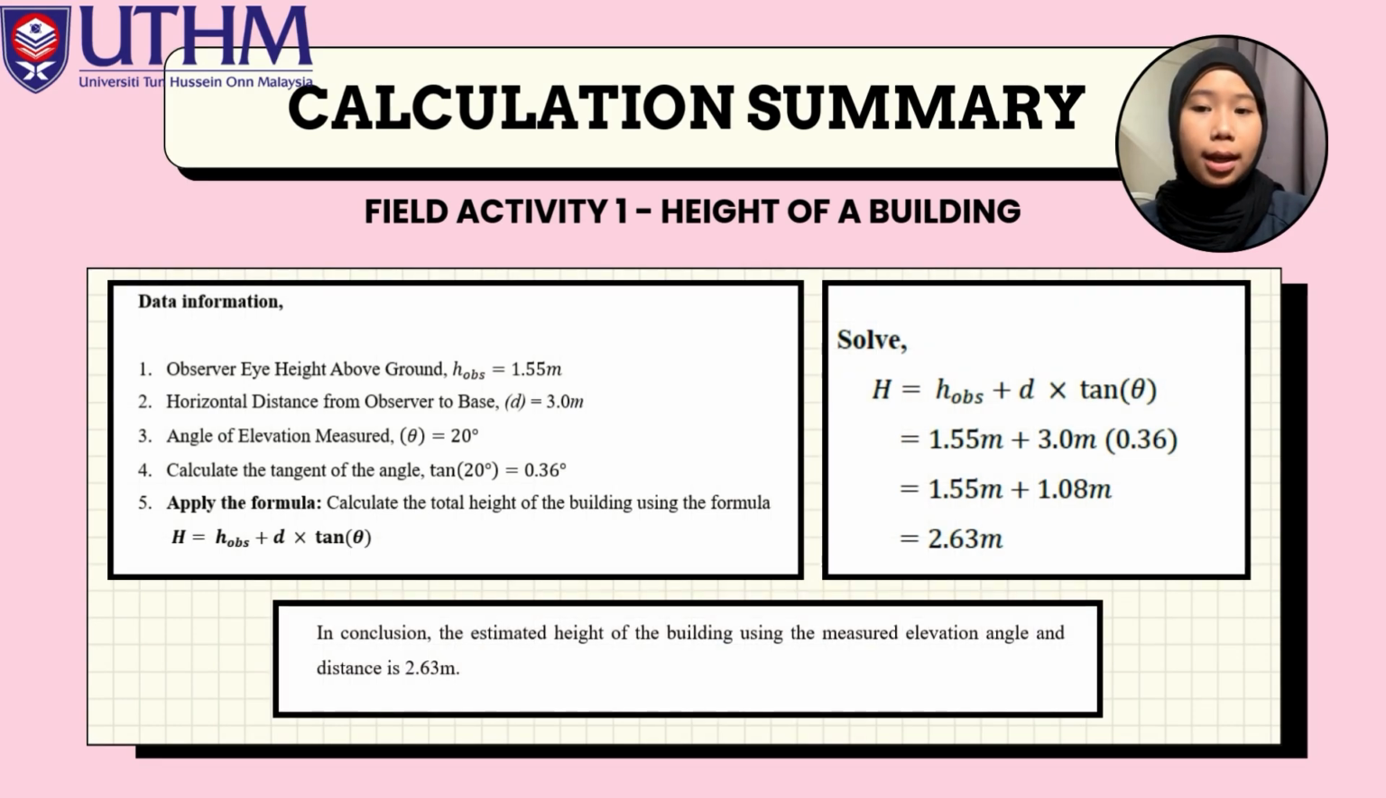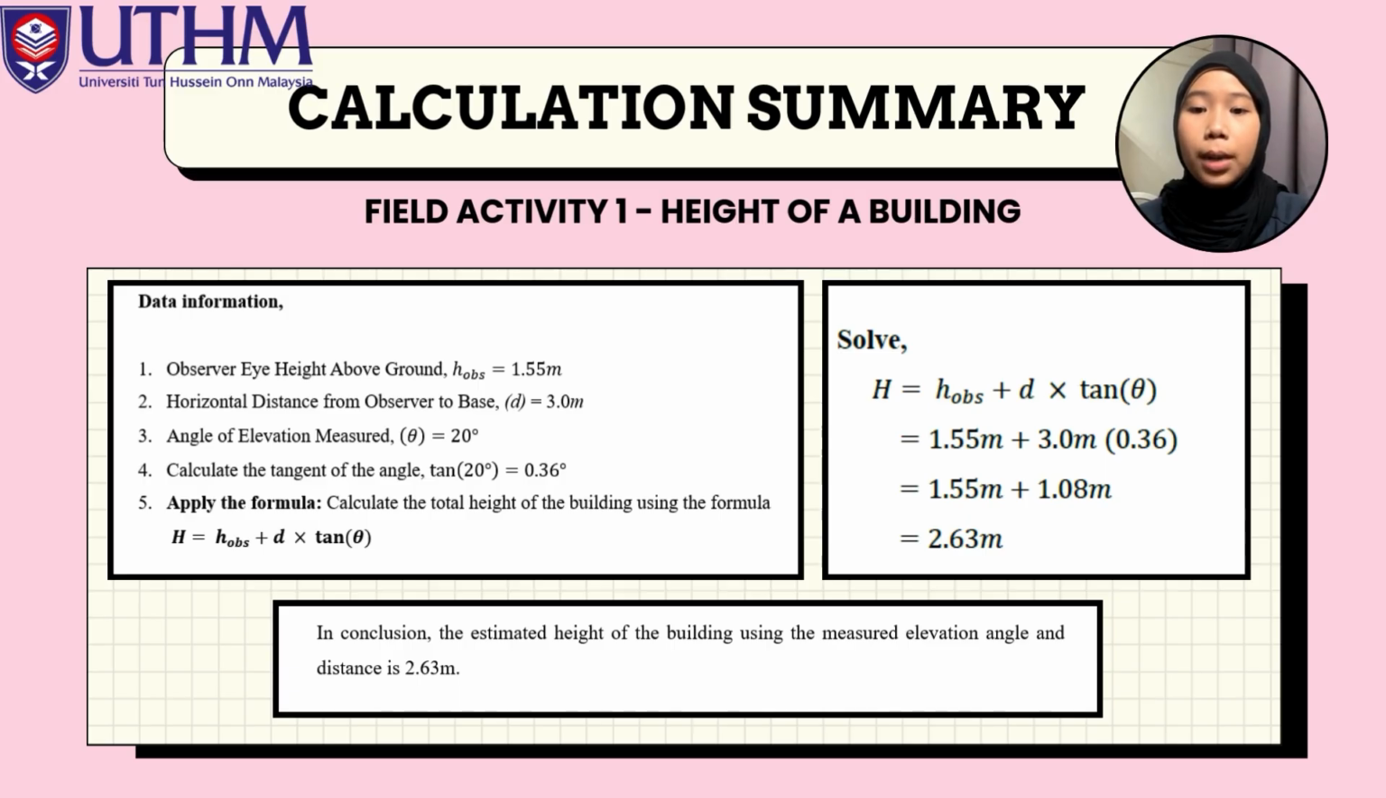So we already collected the data. The data we had is observer eye height above ground, h_obs, 1.55 meter, horizontal distance from observer to base, d, equal to 3.0 meter, and the angle of elevation theta is 20 degree. So first, we must calculate the tangent of the angle. We already had the value of theta, which is 20 degree, so tan 20 degree is equal to 0.36.